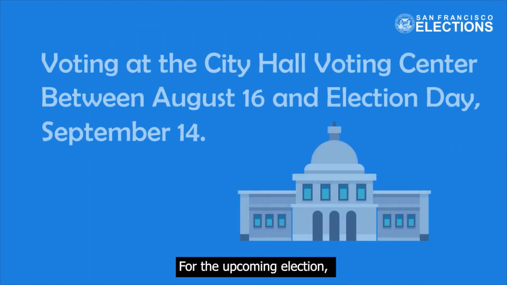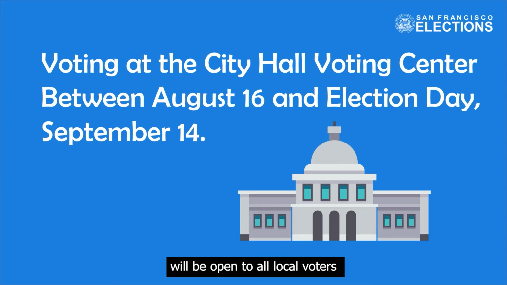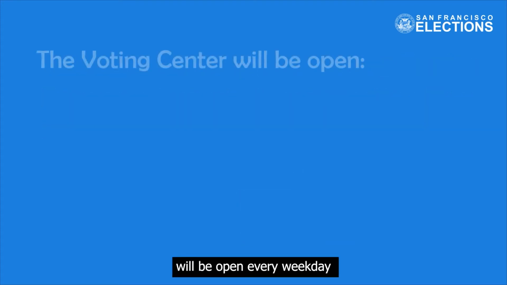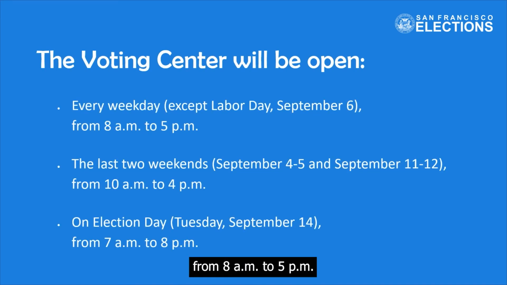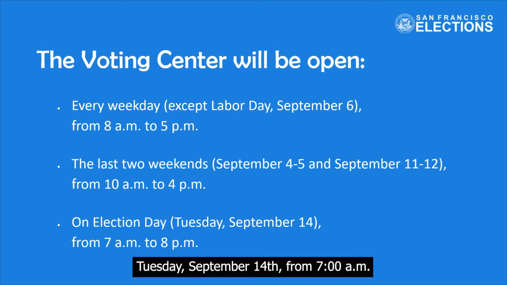For the upcoming election, the City Hall Voting Center will be open to all local voters who wish to register to vote or vote in person, use accessible voting equipment, receive personal assistance, or return their vote-by-mail ballots. The voting center will be open every weekday except Labor Day, September 6th, from 8 a.m. to 5 p.m. The last 2 weekends, September 4th to the 5th, and September 11th to the 12th, from 10 a.m. to 4 p.m. And of course on Election Day, Tuesday, September 14th, from 7 a.m. to 8 p.m.